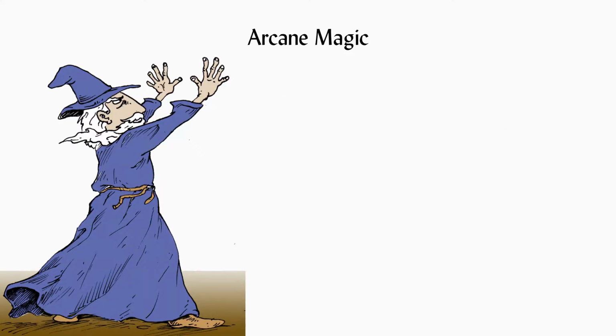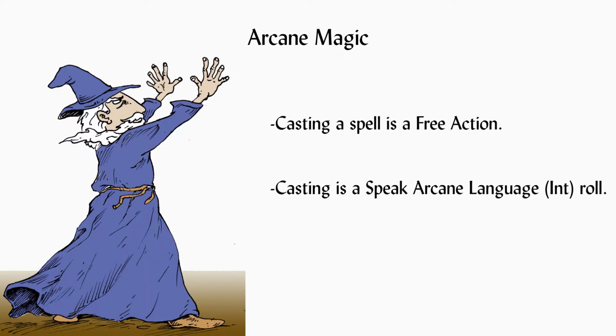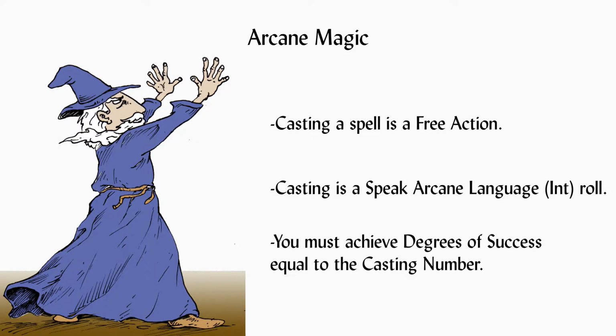Actually, casting a spell only requires speaking a few words of power and making a gesture or two, so casting is a free action speak arcane language roll. It's not quite that easy though. Each spell has a casting number, and in order to cast successfully, you have to achieve degrees of success on your casting roll greater than or equal to the casting number. A petty cantrip might require simple success, but more complicated spells require 1 to 10 degrees of success.